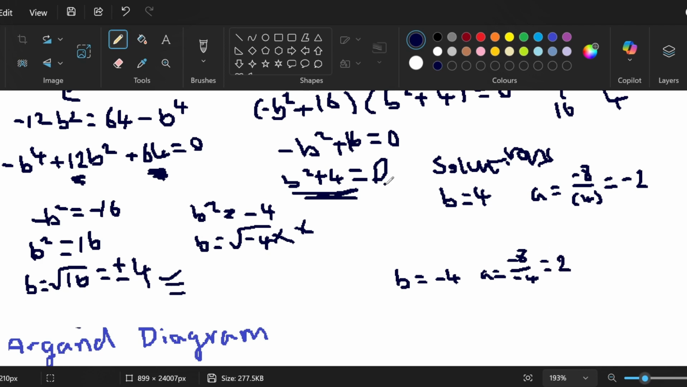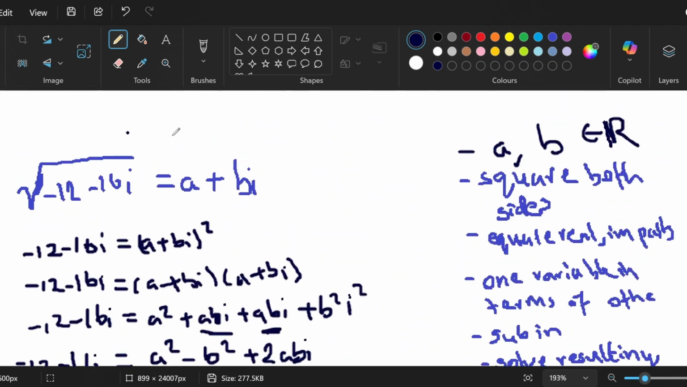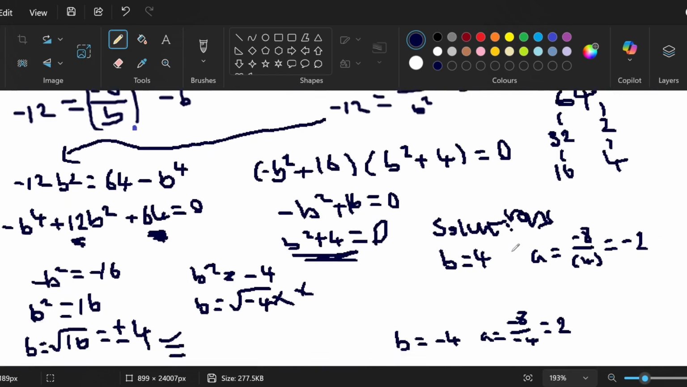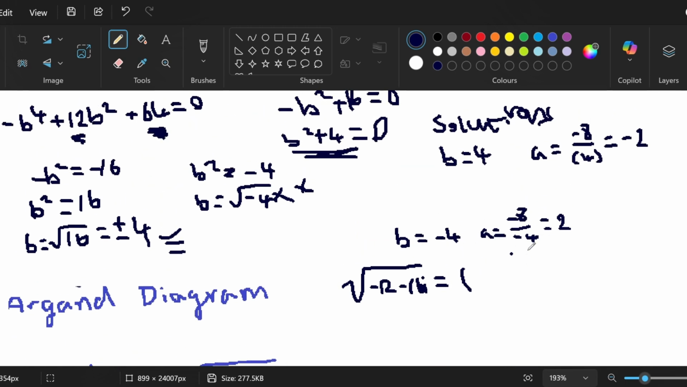positive 2. Now I have my solutions for a and b, and I can write this in just one more way. I can write that the square root of negative 12 take away 16i is equal to this complex number with a is 2 and b is minus 4, or this complex number where a is minus 2 and b is 4.